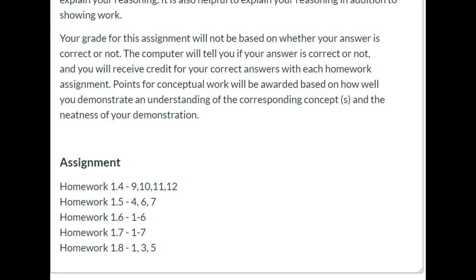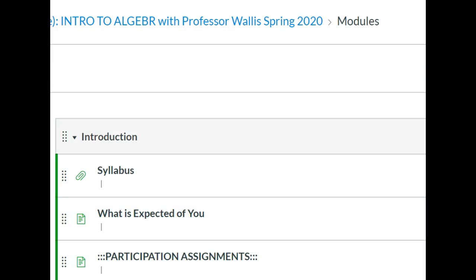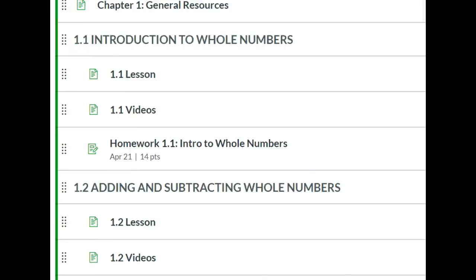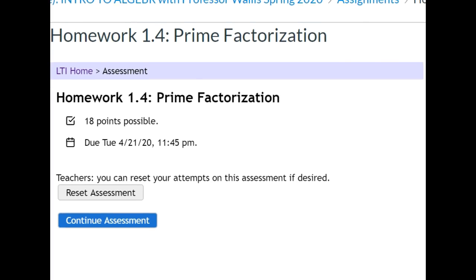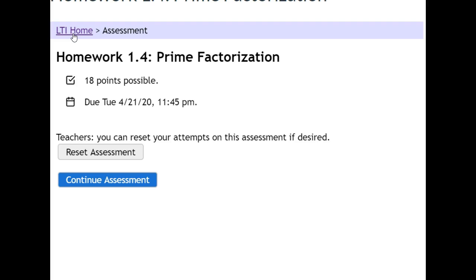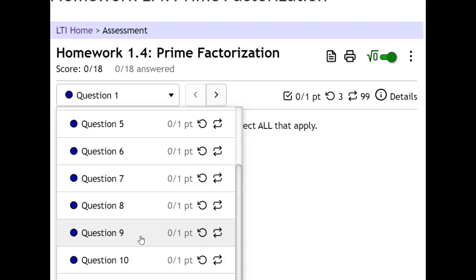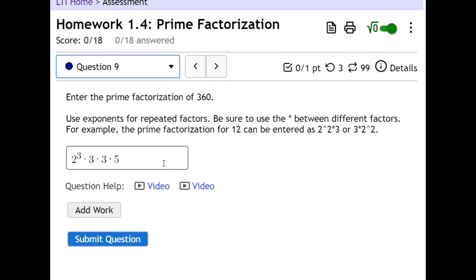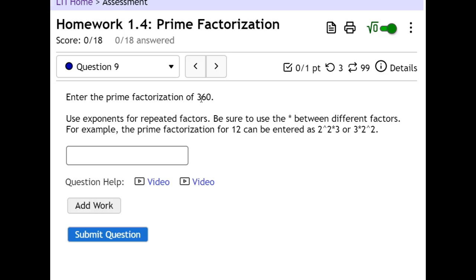So let's go to Homework 1.4. We'll just head over to the modules and down to section 1.4, Homework 1.4. In the list it said problem 9 was one of the problems for which we would need to show work. So we'll go to question 9 in Homework 1.4. Here we go. It says, enter the prime factorization of 360.